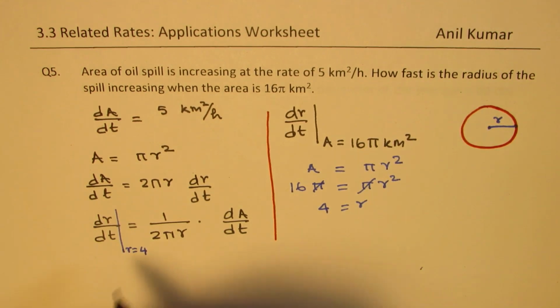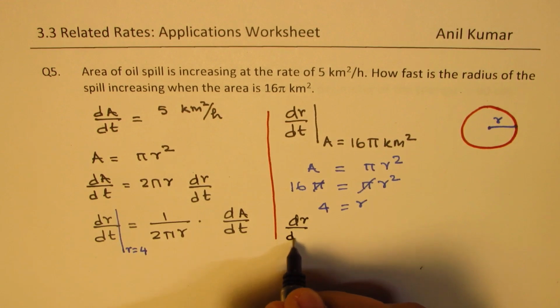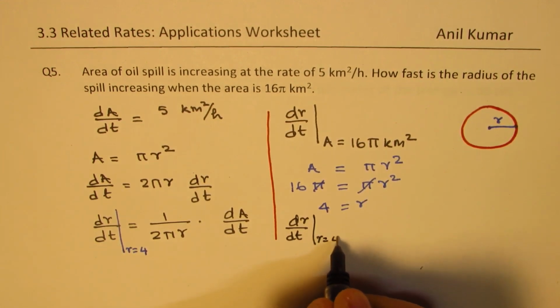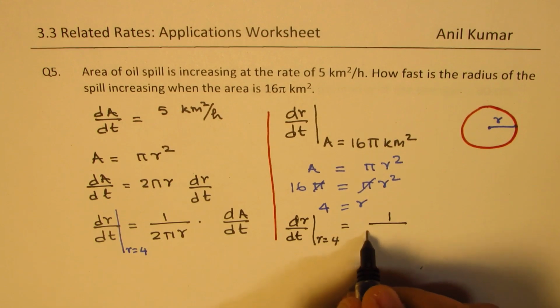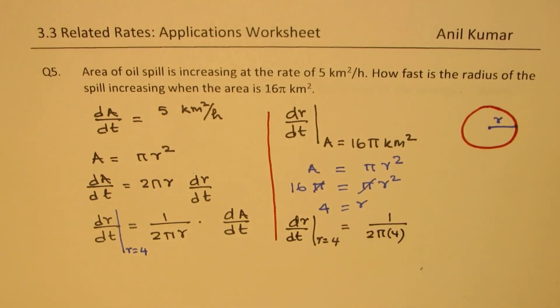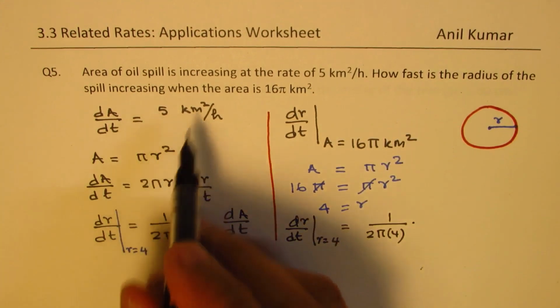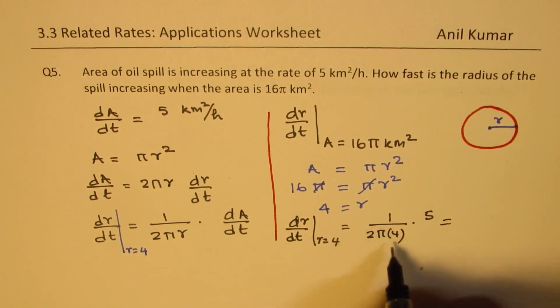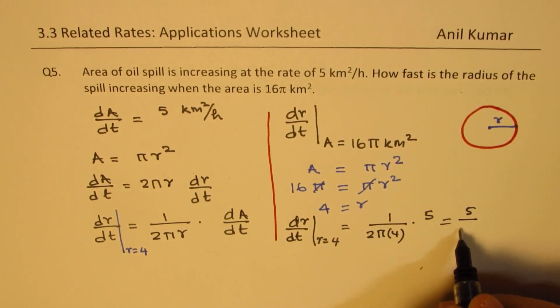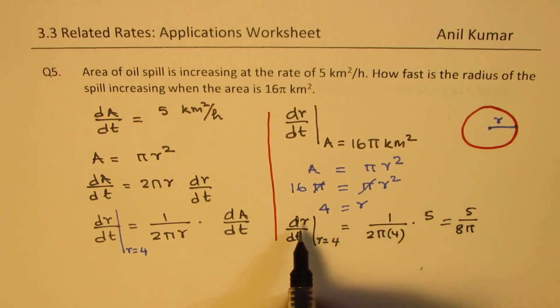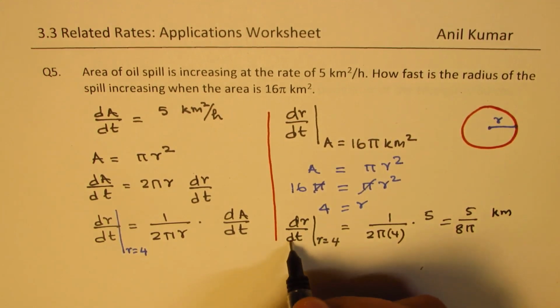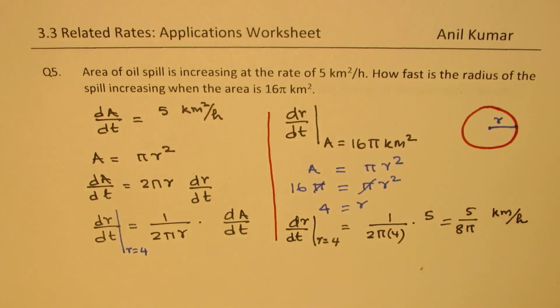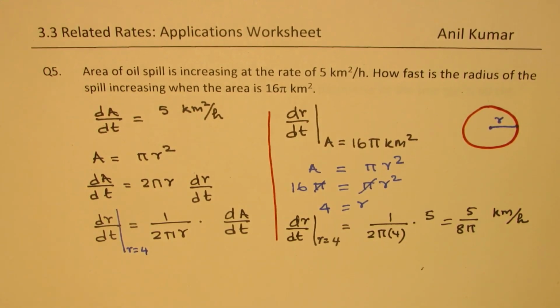Perfect. So now let's find dr/dt when r equals to 4, and it is equal to 1 over 2 pi times 4. All the units are the same, kilometers, so it's perfectly fine for us, times 5, right? So what we get is 5 over 8 pi, right? And the units radius, kilometers, per time, hours. Is that clear to you? So 5 by 8 pi is your answer. If required in some significant numbers, let's say 3 significant places, you could divide using calculator and then write it down.